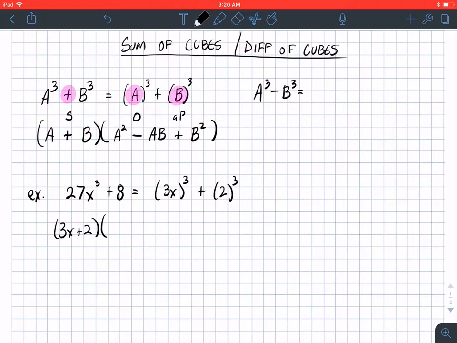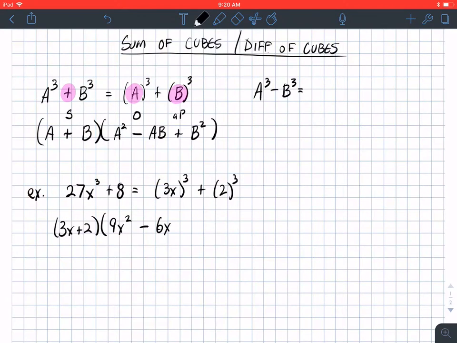And then we're going to square the first one. So the first one's 3x. We're going to square 3x to get 9x squared. Then we're going to multiply the two. 3x times 2 is 6x. And we're going to add on the square of 2, which is 4. And this is our answer for the sum of cubes.